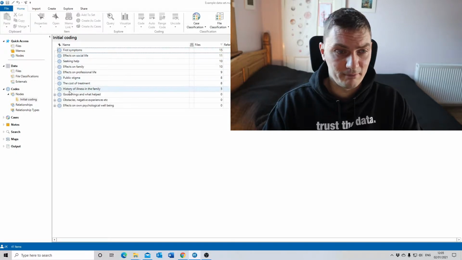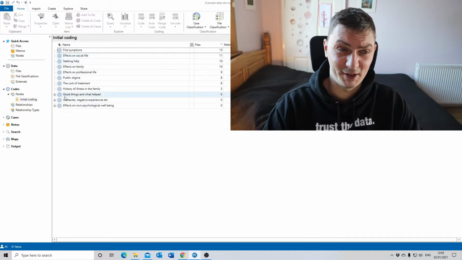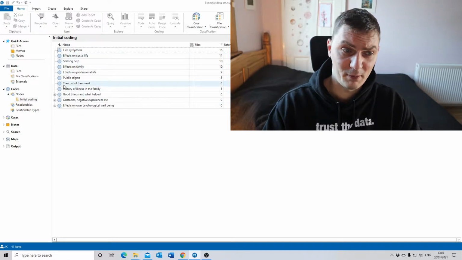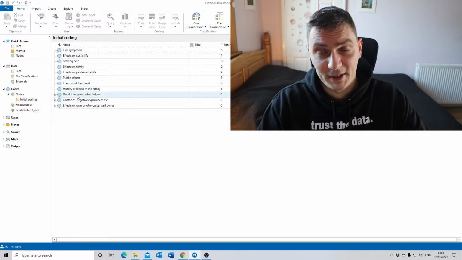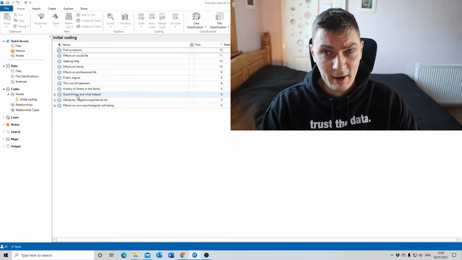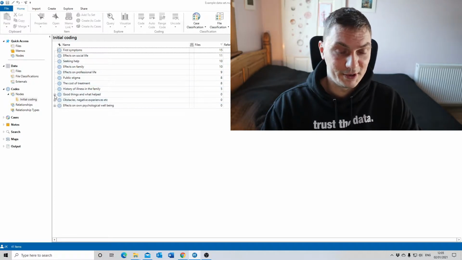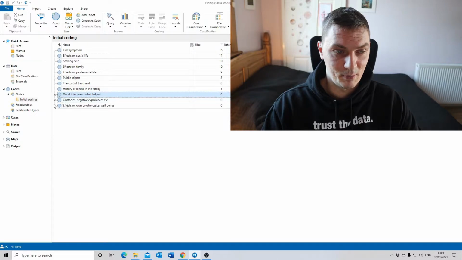So as you can see, there are a couple of mixed codes really here. So first, symptoms, effects on social life, seeking help, effects on family, stigma. A couple of things that you can imagine would be mentioned in this kind of a study. And then there is some attempts to organize some more of these codes.